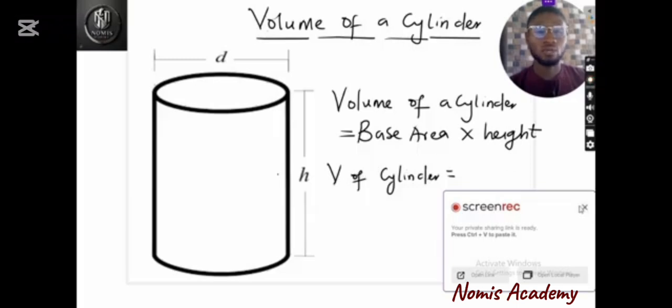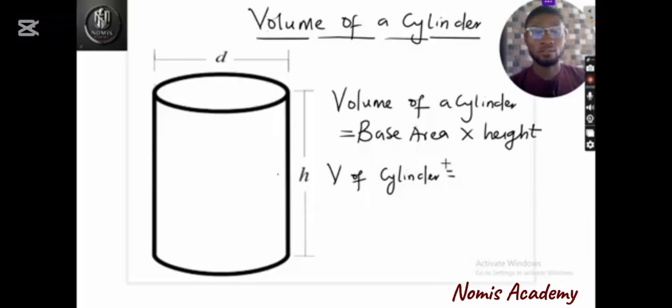What is the formula to calculate the area of a circle? Yes, that's correct. Pi r squared. That is the formula to calculate the area of a circle. Now, multiply by height. Multiply by the height of the cylinder. So that gives us the volume of a cylinder. So the volume of a cylinder is given by pi r squared h.